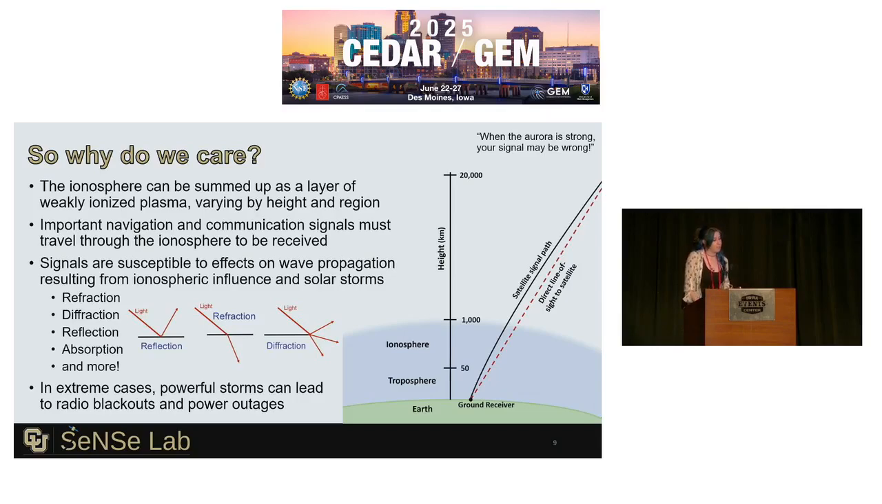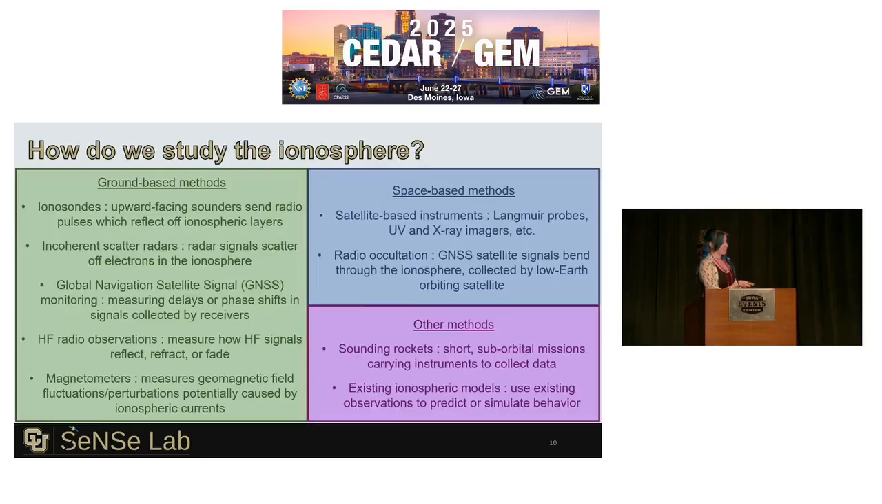On top of that, with the ionosphere itself, as we saw earlier, if you have enough buildup of ionization, you can get radio blackouts and even power outages on the surface if you've got a strong enough solar storm. So it's important to know what's going on up there.